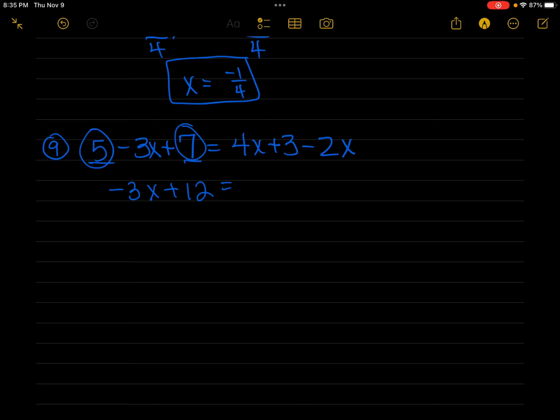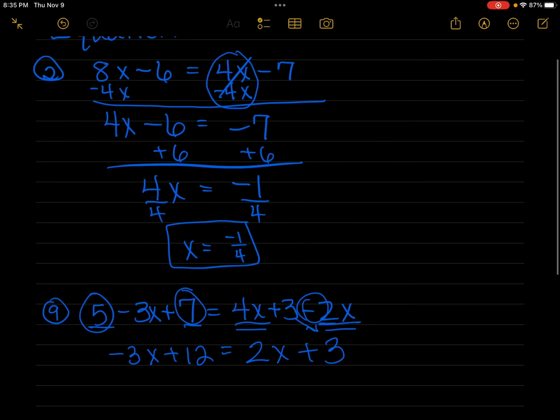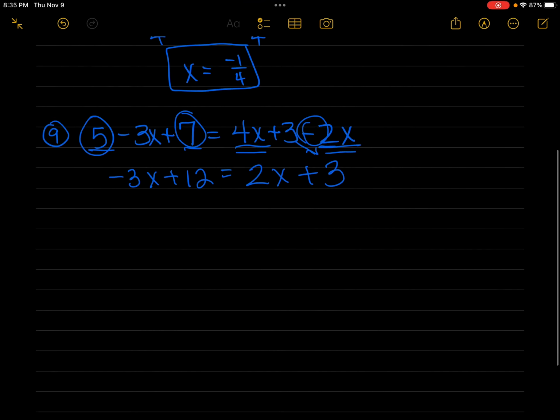Over here, my like terms on the right-hand side are 4x and 2x. Those are like terms because they're both x's. So 4x minus 2x is 2x plus 3. The 3 just remained there because it didn't have any like terms. Now this problem is just like number 2 that I showed you up here.